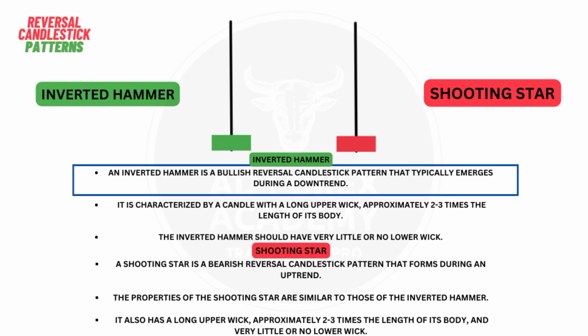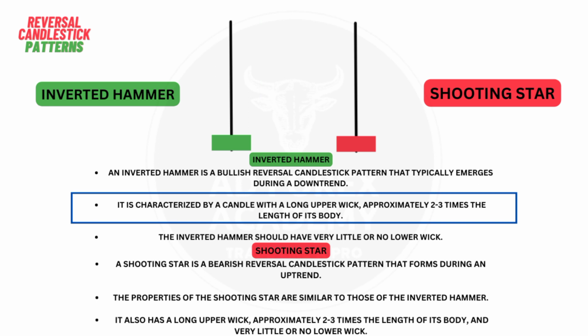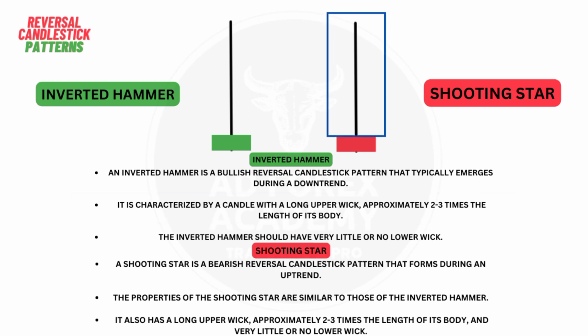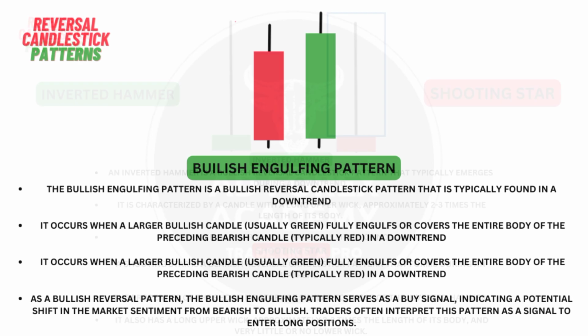Inverted hammer is a bullish reversal pattern that manifests during a downtrend, specifically at support. It is recognizable by its long upper wick, often around 2 times the length of the body. Conversely, the shooting star appears during an uptrend and foreshadows a potential downtrend in the near future. These patterns can provide valuable insights into upcoming trend reversals. Next up, we have the bullish engulfing pattern.